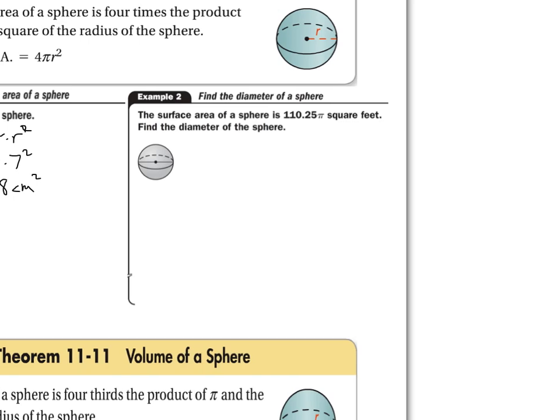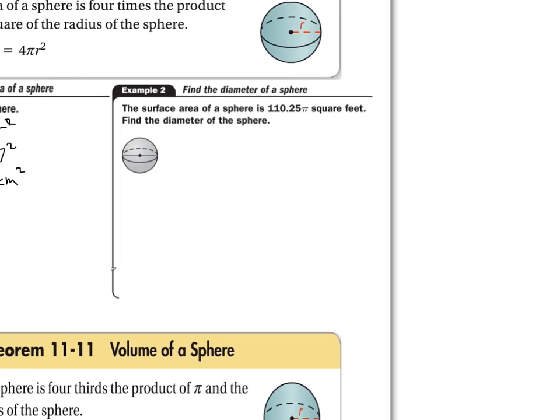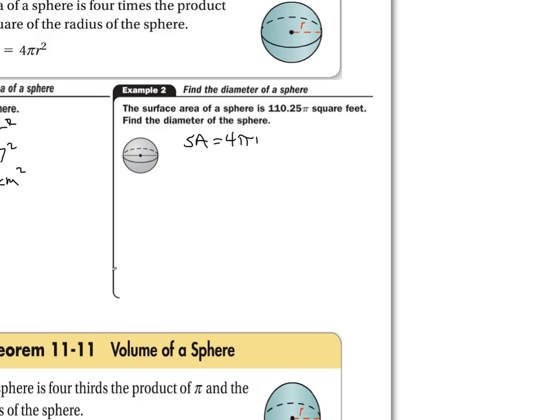Okay, in this example, the surface area of the sphere is 110.25 pi. Find the diameter. I'm still going to use my formula, except now I know the surface area, and we're going to have to figure out the radius to get the diameter. So 110.25 pi equals 4 pi r squared. In order to get r by itself, I divide by 4 pi. My pi's will cancel on both sides.